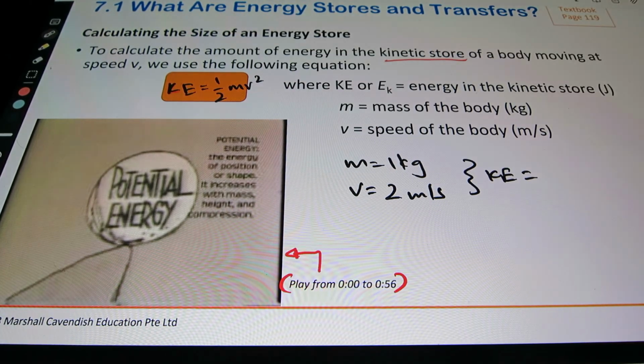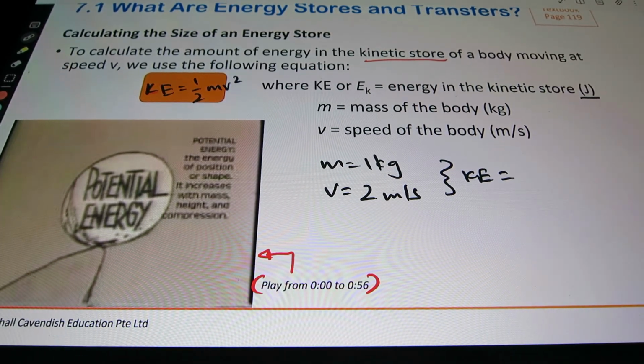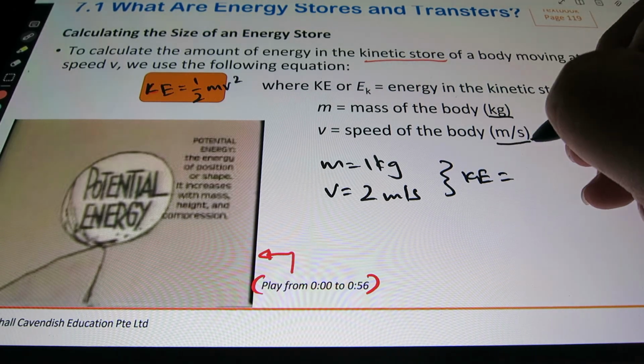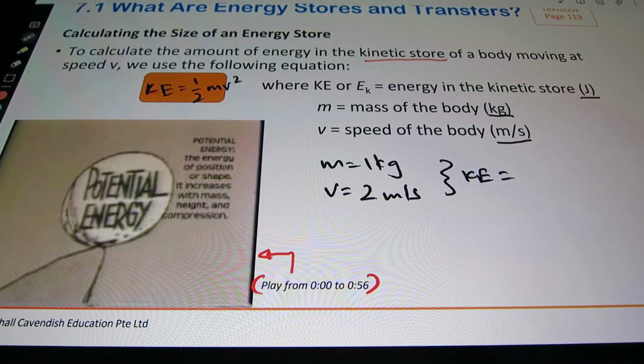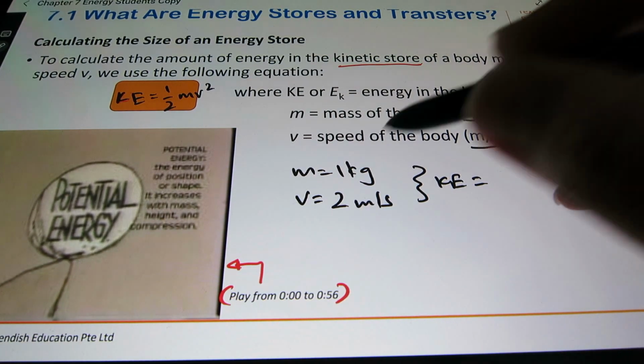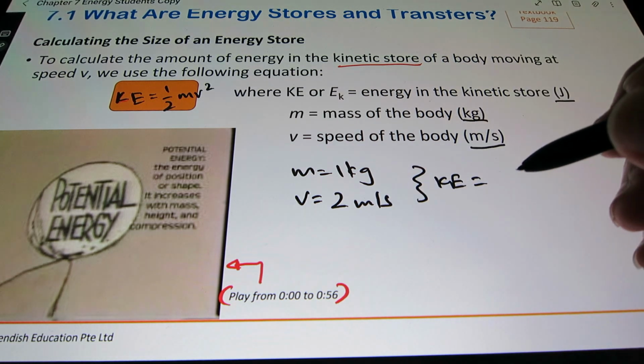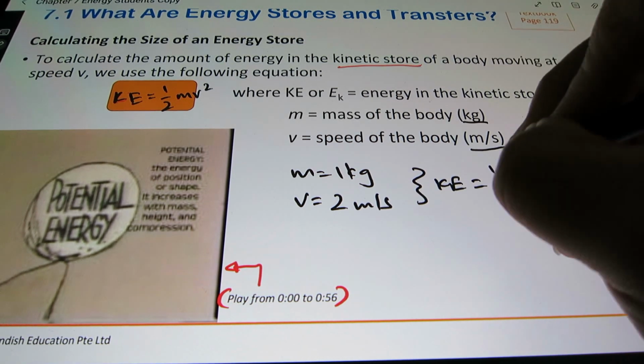Now, the kinetic energy, of course, energy is measured in joules. The mass of the object must be in kilograms, and the speed of the body must be in meters per second. Alright, so just to show a simple example of how to calculate kinetic energy, if I have a mass of 1 kilogram moving at a speed of 2 meters per second, then I just apply the formula half mv square.